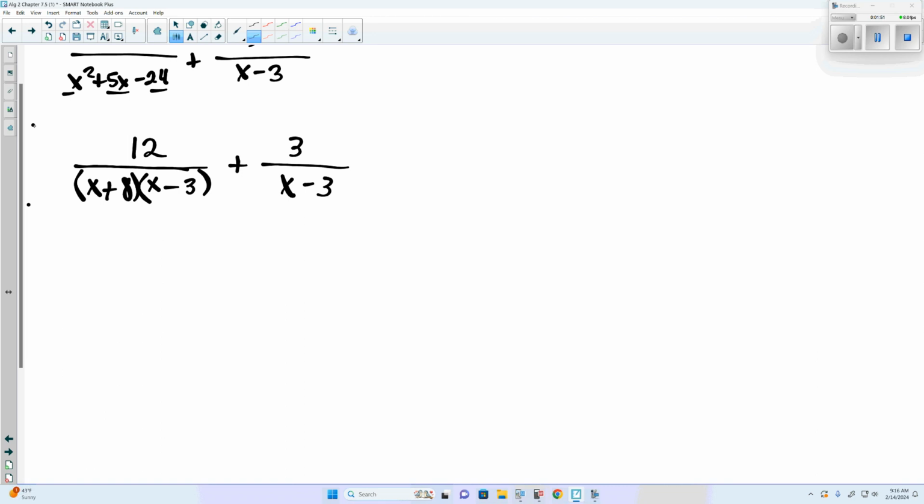Exactly. So, question on how we factored x squared plus 5x minus 24. So, we factor that down to x plus 8 and x minus 3. Now, to be able to add or subtract, the denominators have to be the same. Since they both have an x minus 3, that's fine. But the right side, x minus 3, is missing x plus 8. So we're going to multiply the top and bottom of this fraction by x plus 8 over x plus 8.